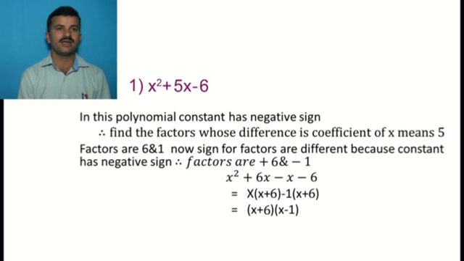In the first pair, x is common. Therefore, the remaining part is put inside the bracket and it becomes x into x plus 6. And in the second pair, minus sign is common, and therefore the remaining part is put in the bracket, that is x plus 6. Therefore, the factors of this polynomial are x plus 6 and x minus 1.